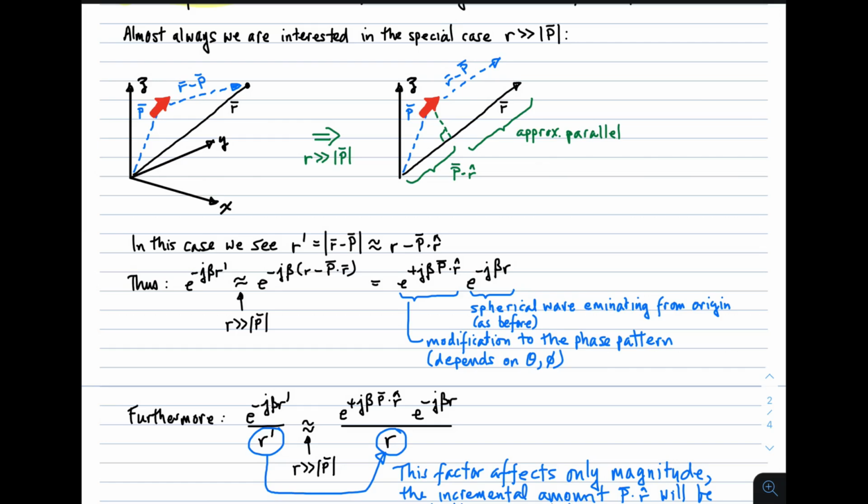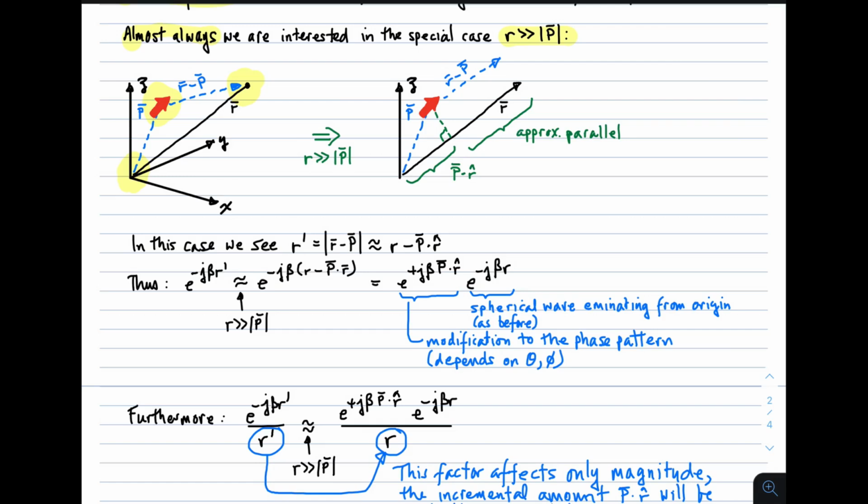Now, another thing to consider here is that we are almost always, not always, but almost always interested in the special case where the distance to the field point is much, much greater than the displacement between the source and the origin. And by that I mean, this is what we have in general. We have the origin, we have the source point, and we have the field point.